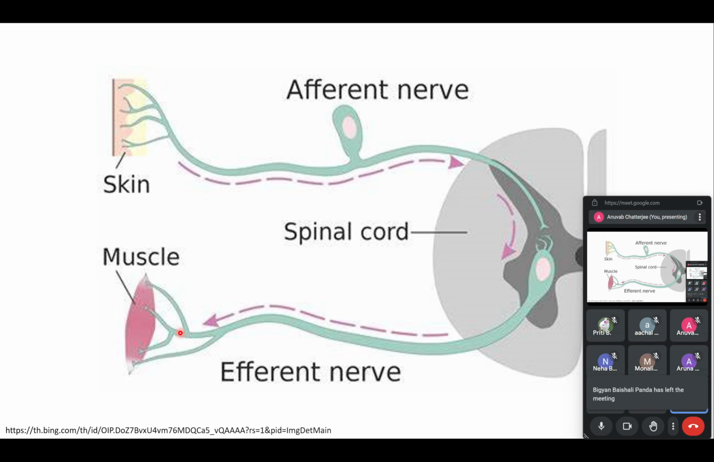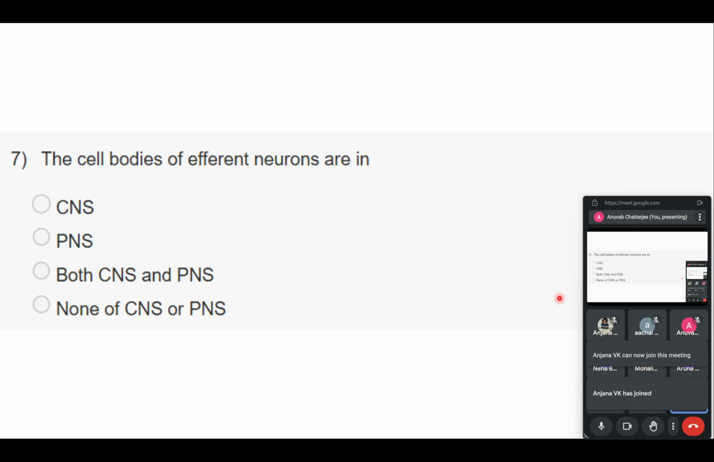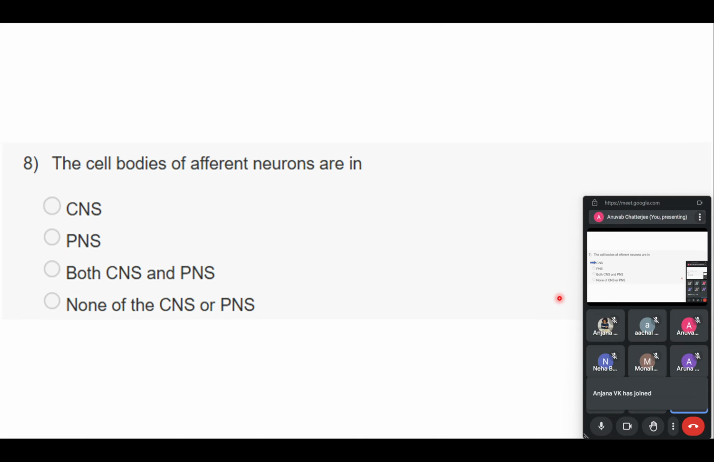So going back to our simplified diagram, we can see that the cell bodies of the efferent nerves are present in the central nervous system inside the spinal cord, whereas the cell bodies of the afferent nerves are present outside the central nervous system in the peripheral nervous system in something known as the ganglia. So afferent nerve, the cell body is outside, efferent nerve, the cell body is inside. The cell bodies of efferent neurons are present in the central nervous system.